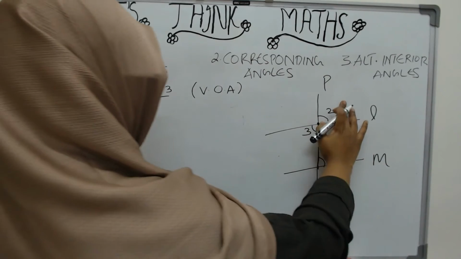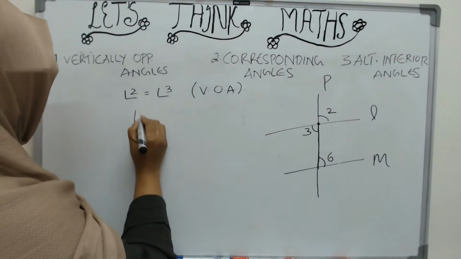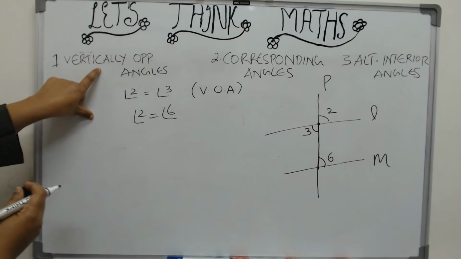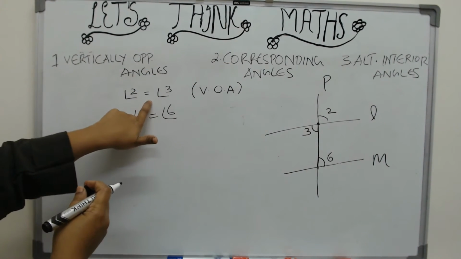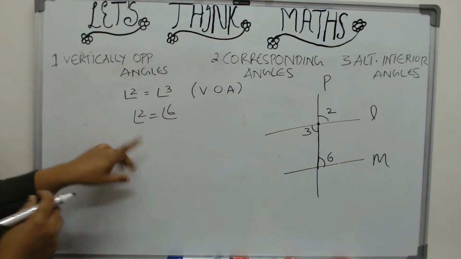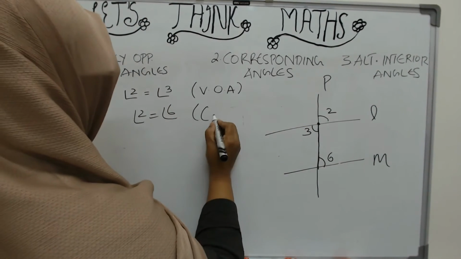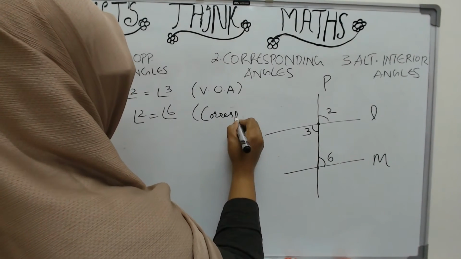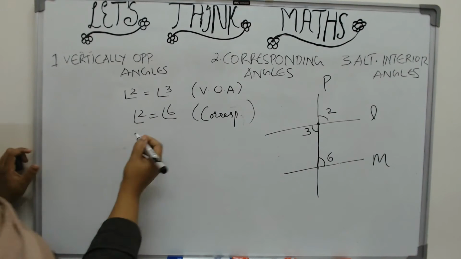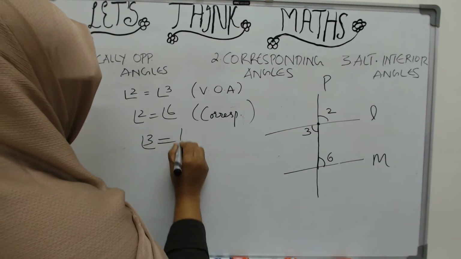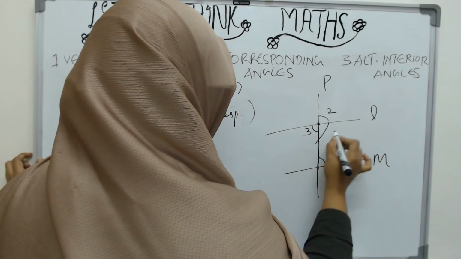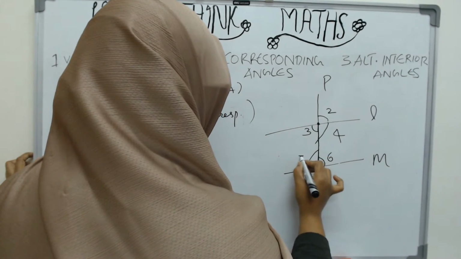Again, 2 and 6. Why will they be equal? See, that's what we have been learning so far. First we learned the vertically opposite angles will be equal. Next, these two are the corresponding angles. That is the next thing we learned, the corresponding angles. So these will be equal as these are the corresponding angles. So if 2 is equal to 3 and 2 is equal to 6, then angle 3 is naturally equal to angle 6. Similarly, we can prove that angle 4 is equal to angle 5.